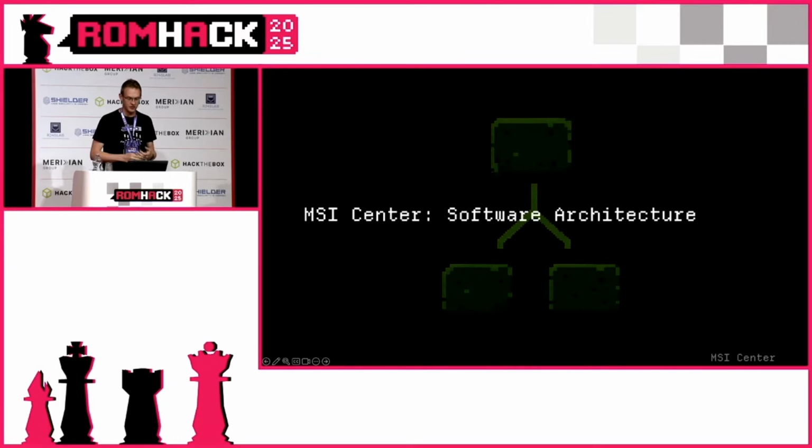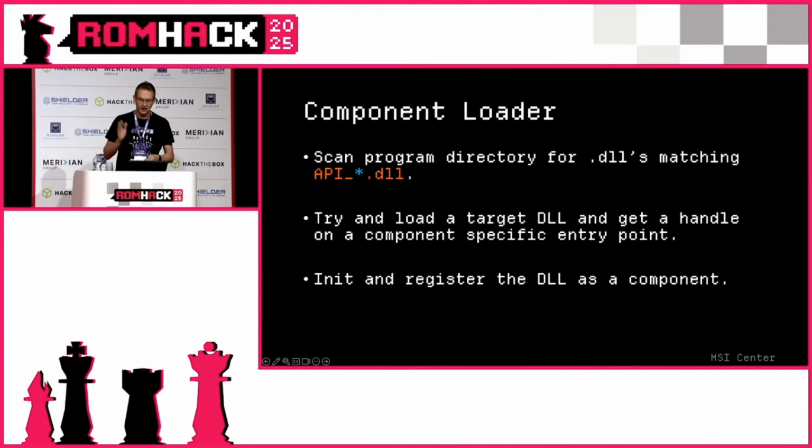Before we talk about some vulnerabilities, I want to take a quick segue into the software architecture of MSI Center, because I think it's quite interesting. There's clearly a large team working behind this, and they sort of have a way of working so that different teams can plug in different pieces of code. MSI Center has this idea of a component loader, where the program files directory, when it starts up, gets scanned for any DLL that matches this pattern, API_.dll. So if you want to write code, you want to write a component, you'll have a DLL that matches this pattern.